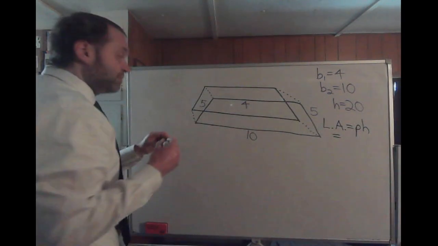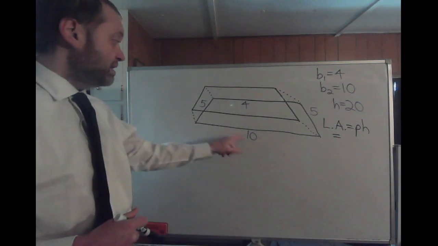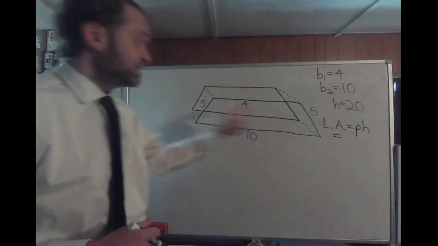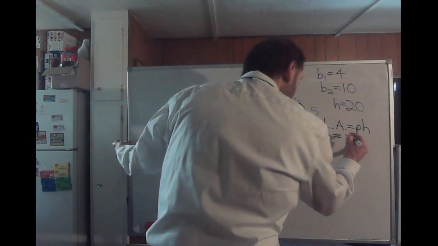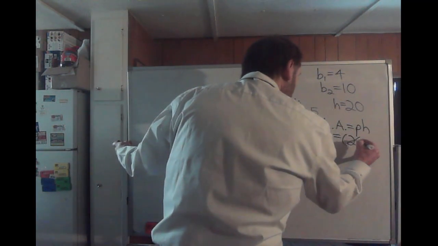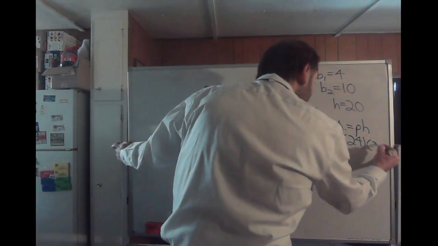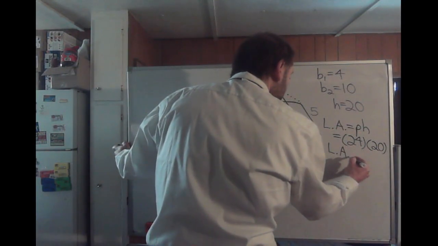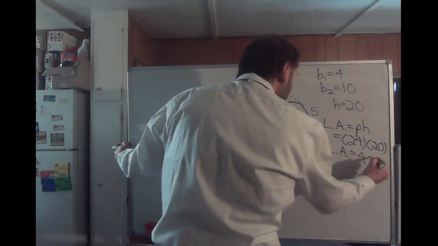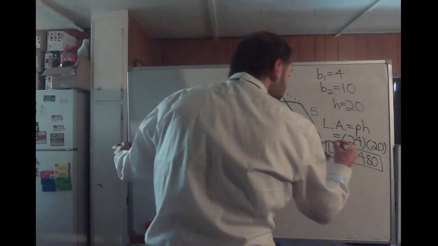Well, what is the perimeter of the trapezoid? Just take all your sides, add them up. 10 plus 5 is 15, plus 5 is 20, plus 4 is 24. So the perimeter is 24 units times your height of 20 units. 24 times 20, that's going to be 480. So you get a lateral area of 480 square units for this prism.